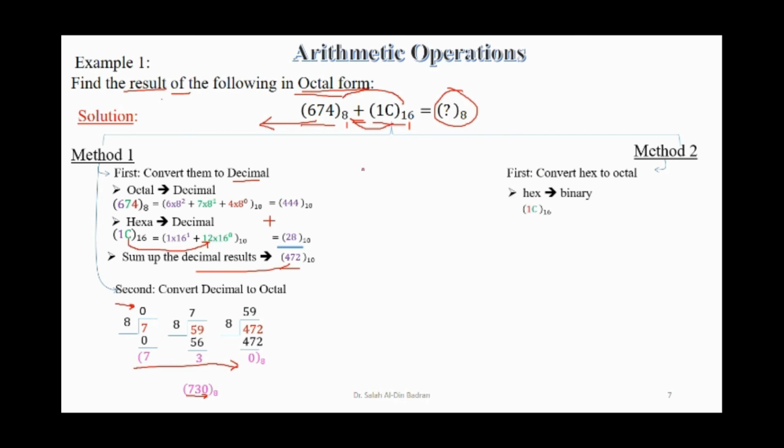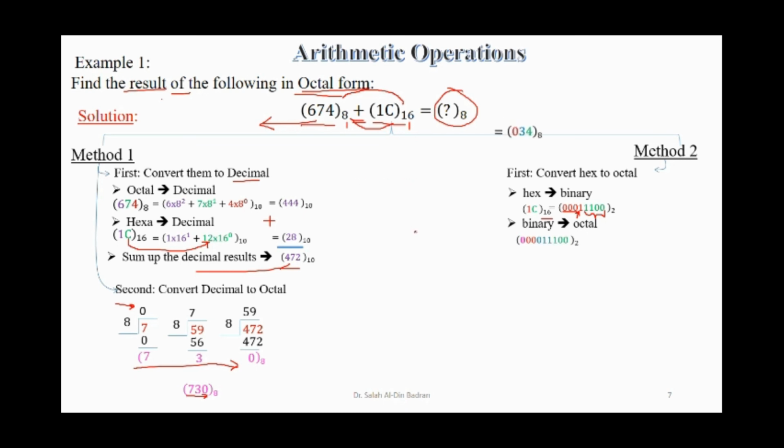Hexadecimal to binary. 1100, this is C, this is 12. 1 is the result in binary of this one in hexa, but you know you have to add another three digits to complete 4 digits here because you are converting from hexa into binary. Now what we do, we go to the second step. We take this binary number and convert it into octal.